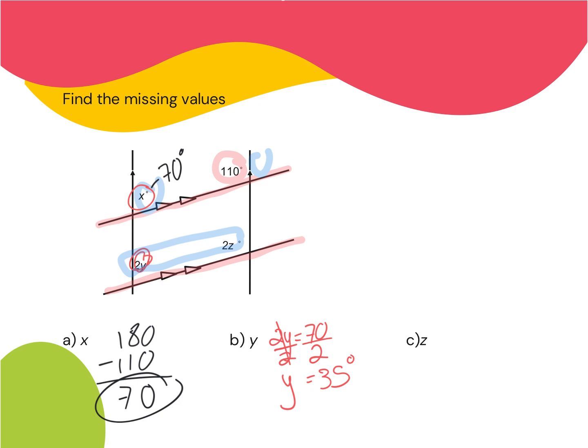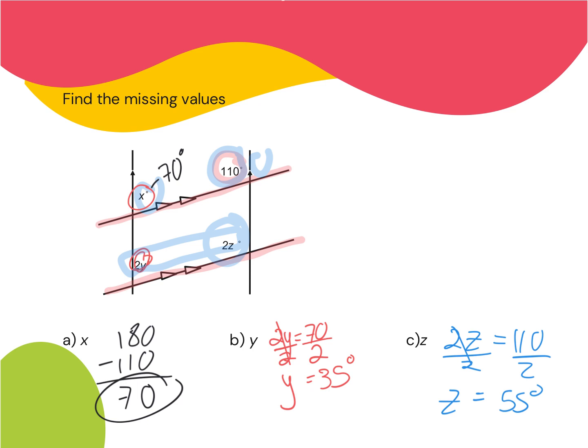I also want you to realize that there's two options to solve for this. We also have the 110 and the 2z as being corresponding. You can either add both of the angles, so 70 plus 2z equals 180, or you can do 2z is equal to 110. I'm going to go ahead and do 2z is equal to 110. So when I divide both sides by 2, we are going to get that z is 55 degrees.